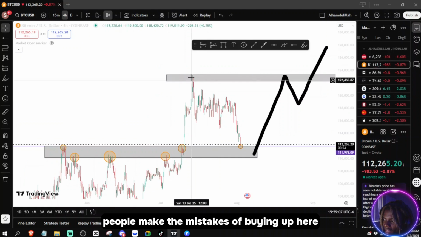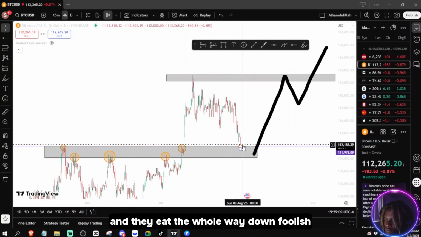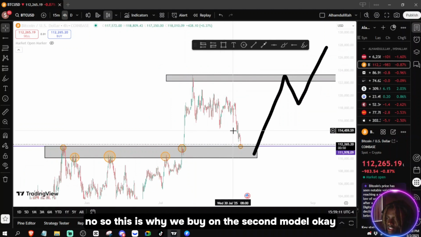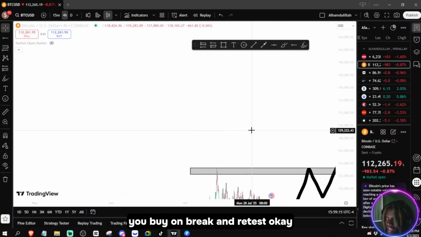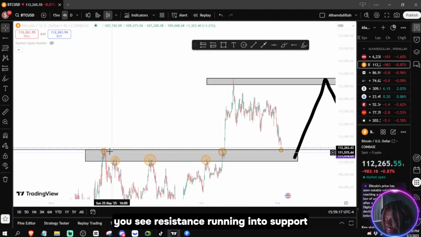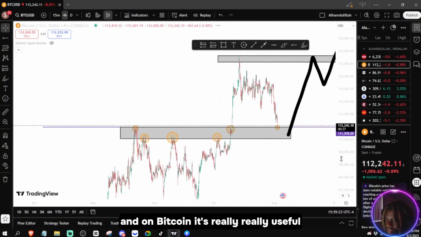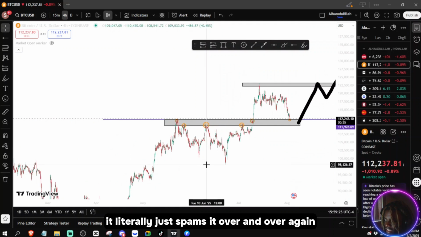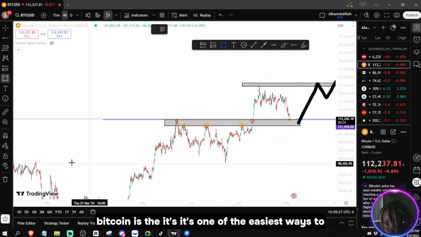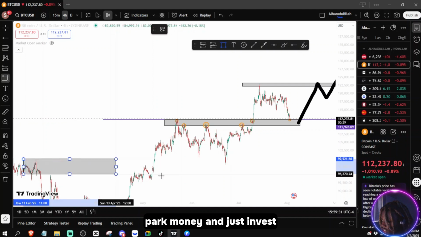People make the mistake of buying up here and they ride the whole way down. Foolish. So this is why we buy on the second model. You buy on break and retest. If you see resistance turning into support and bouncing upwards, then okay. On Bitcoin, it's really, really useful. Bitcoin break and retest, it literally just spams it over and over again. Bitcoin is one of the easiest ways to park money and just invest.